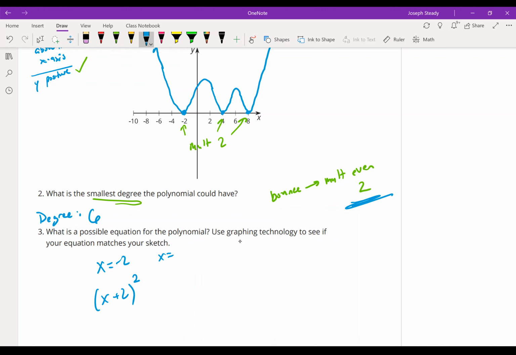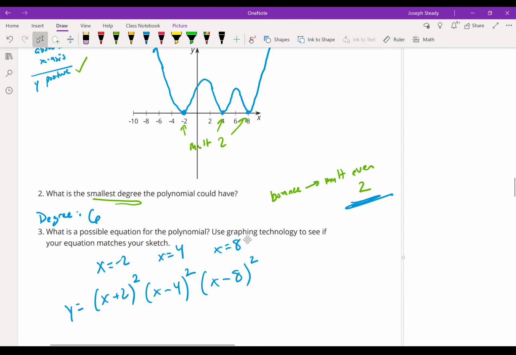Next one, x equals +4. Well, I can write that. That's going to be x minus 4 as the factor. And again, it also needs a multiplicity of 2 to have that bounce. And then for the last x-intercept, x equals 8, that's going to be x minus 8 as the factor. And it, again, needs an even multiplicity. It could be a power of 4 or 6 as well here, but I'm just going to use 2. So here's our equation, y equals all of that stuff.